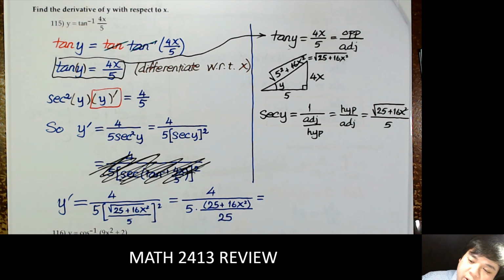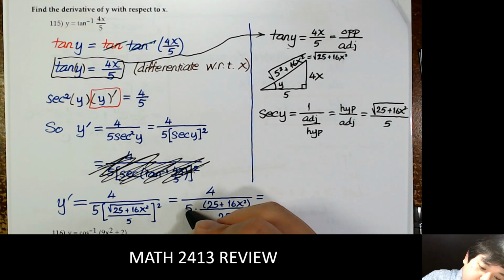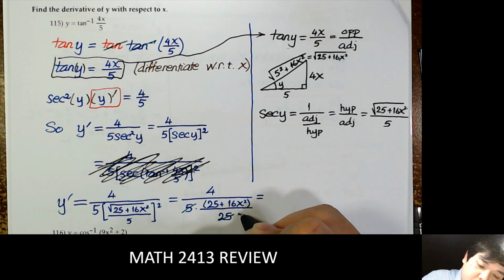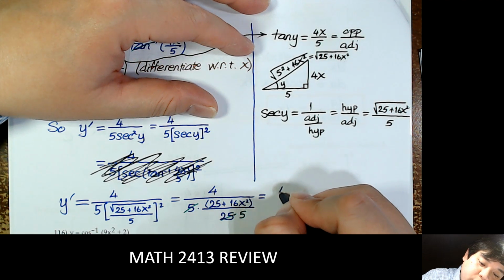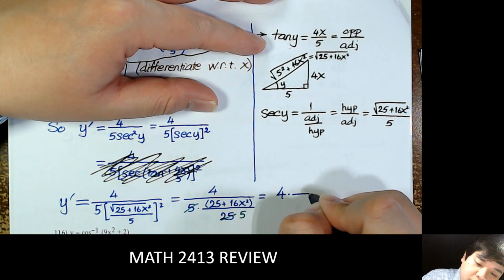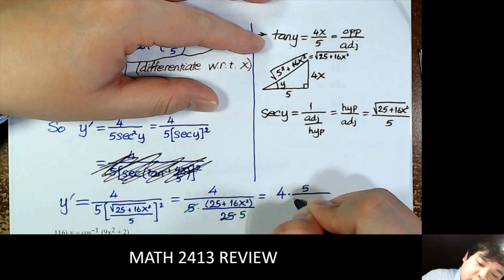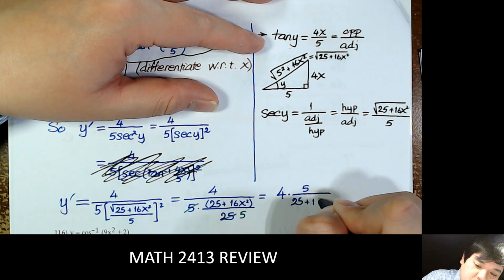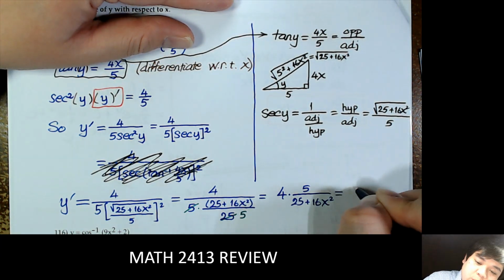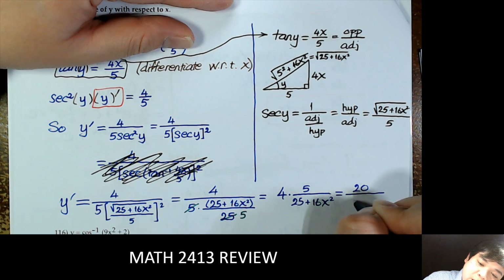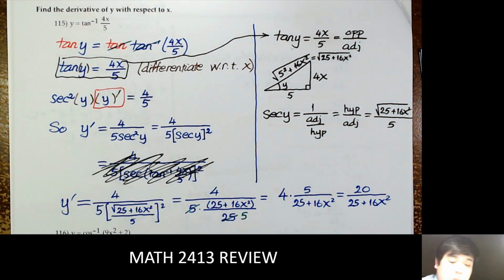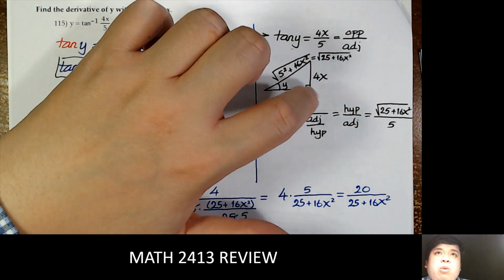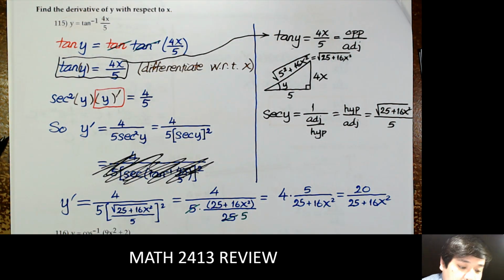So 5 and 25, that cancel. Just 5. Multiply reciprocal, we have 4 multiply 5 over 25 plus 16x squared. So we end up with 25 plus 16x squared. So we don't have to use the inverse function theorem, just work directly. But we have to use some trigonometry there. But that's what we have.